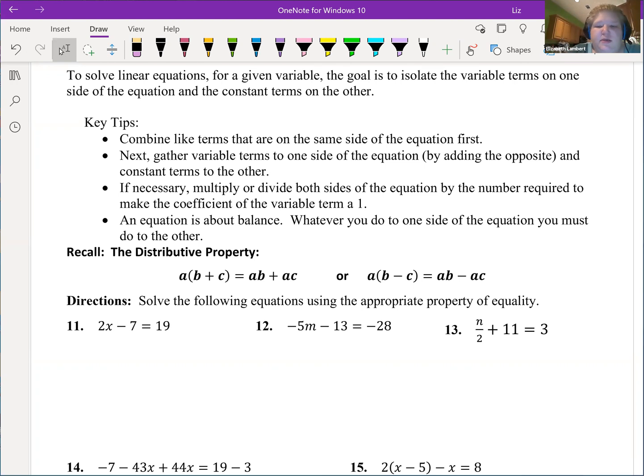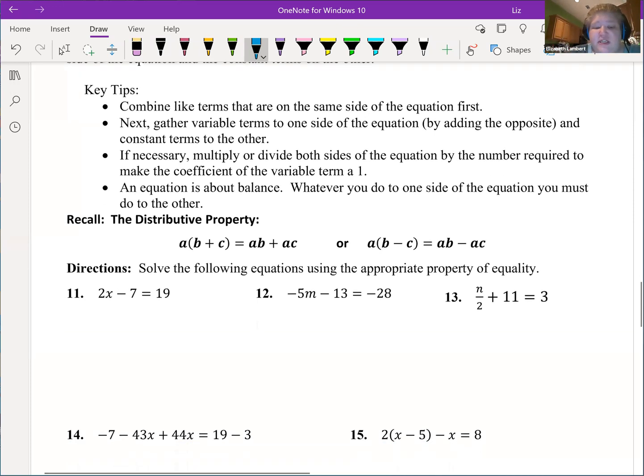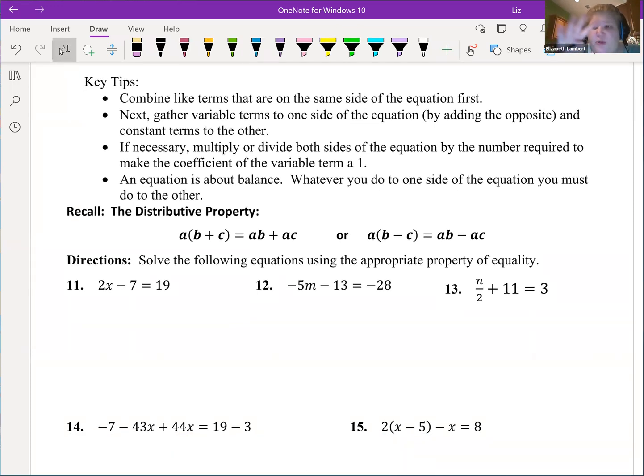All right. Multiply or divide both sides of the equation by a number required to make the coefficient of the variable 1. So get the variable by itself. Whatever you do to one side, you must do to the other. If we choose to multiply both sides by a number, but there's addition and subtraction, we need to distribute. Some problems, like if you glance at 15 there, we're going to have to distribute before we do anything else to that problem. Can't deal with parentheses inside the problem, not easily.